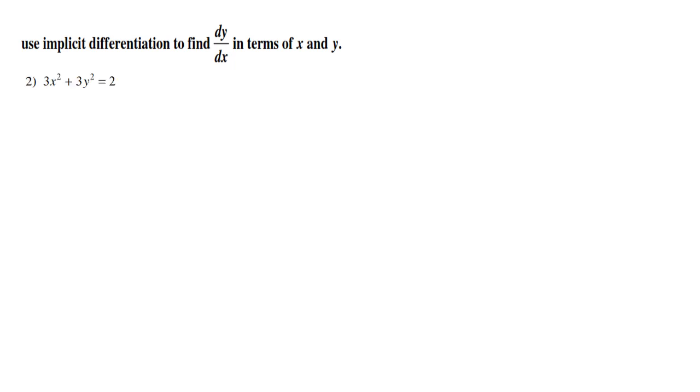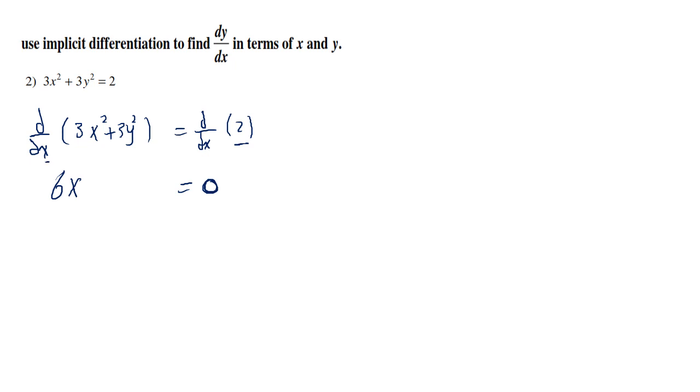Use implicit differentiation to find dy/dx in terms of x and y. So to find the derivative, I'm going to find d/dx for the left hand side, 3x squared plus 3y squared. And for the right hand side, the derivative of any constant is 0. The derivative of 3x squared is 6x with respect to x, so it's dx/dx, I'm not going to write it. But the derivative of 3y squared is 6y dy/dx, because this is y, so dy/dx.